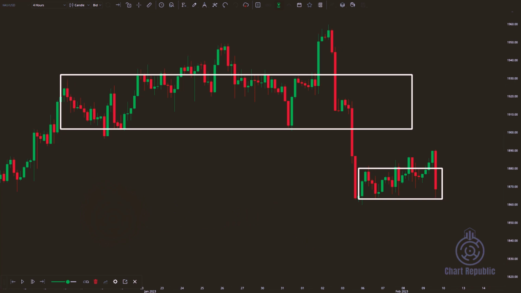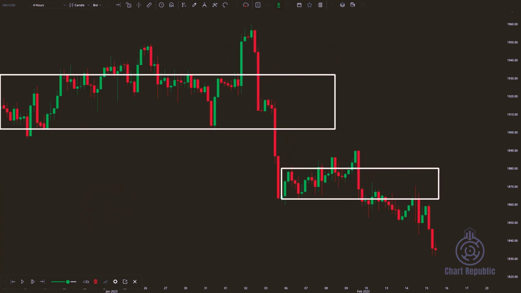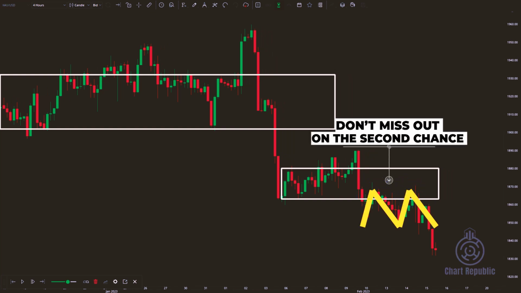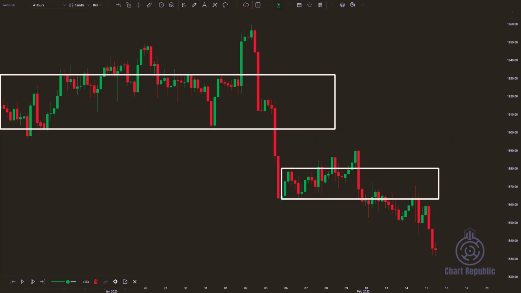Similarly to the previous examples, cautious traders might keep an eye out for a second chance from the market. Take, for instance, the emergence of a double top pattern below the trading range. This could serve as the final heads-up, indicating the last place of supply.